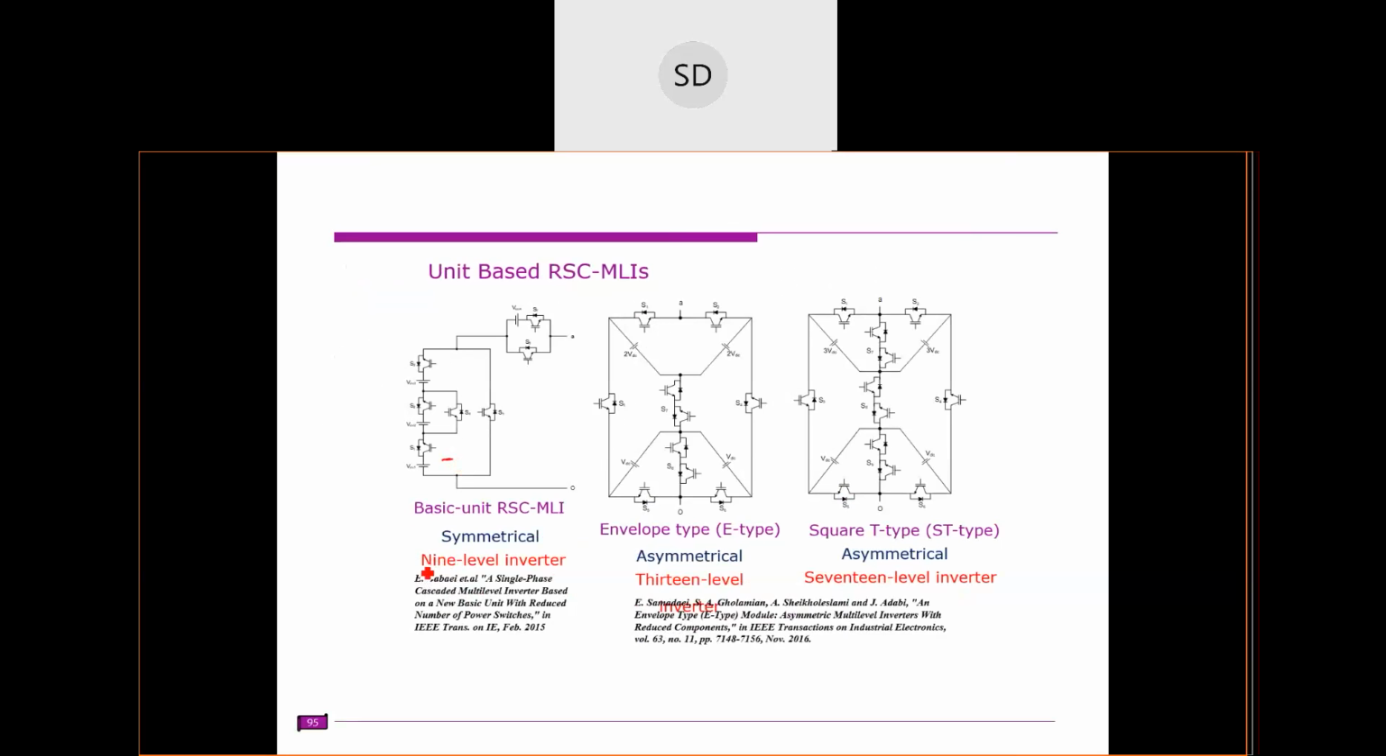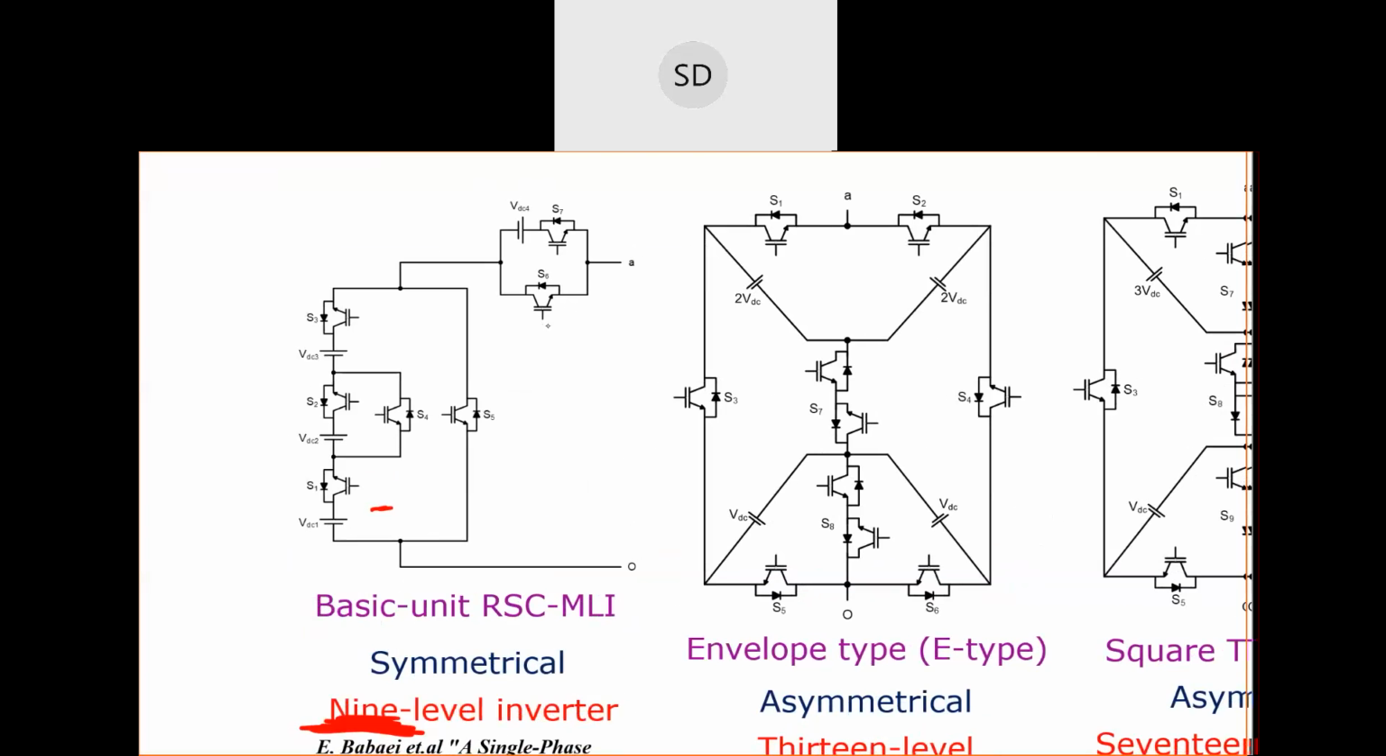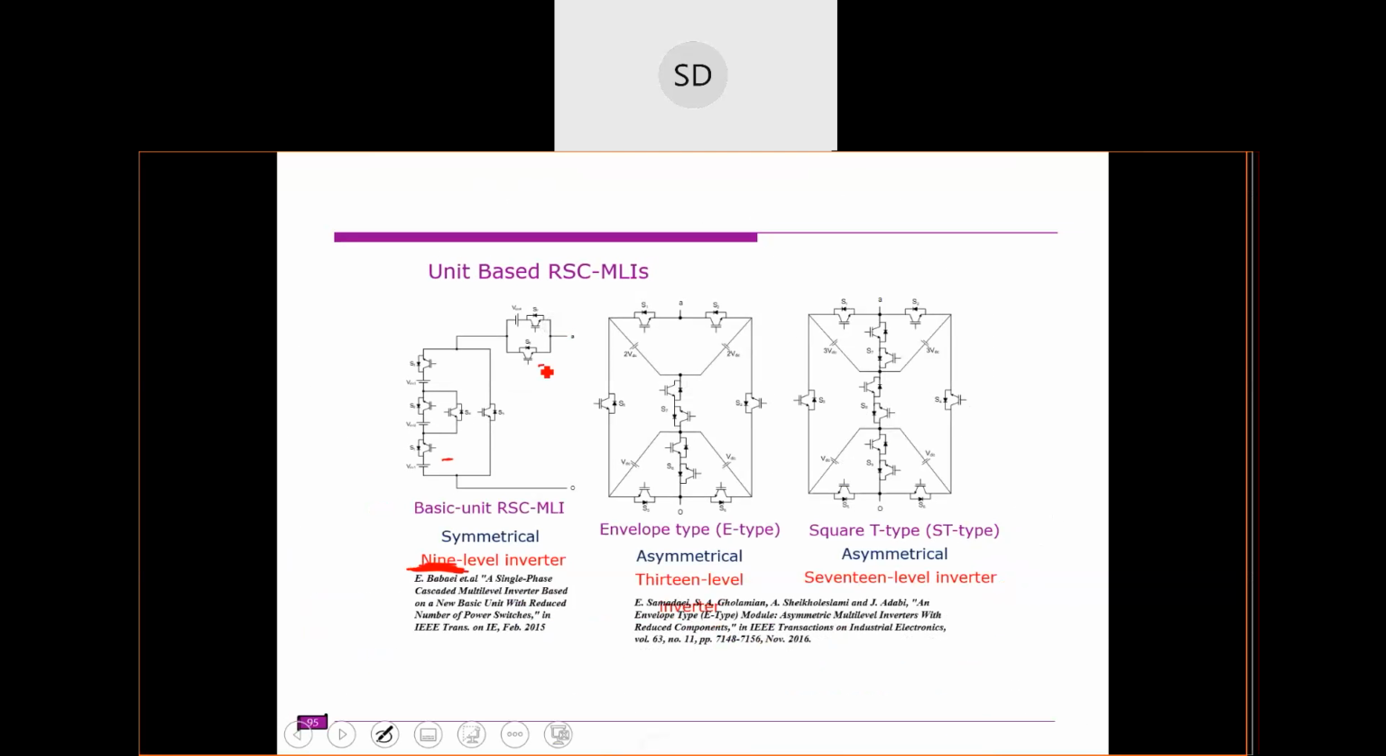This one will produce 9 levels. It will be like this. We have these 3 DC sources and this additional unit connected here. We'll discuss why that additional unit is required.